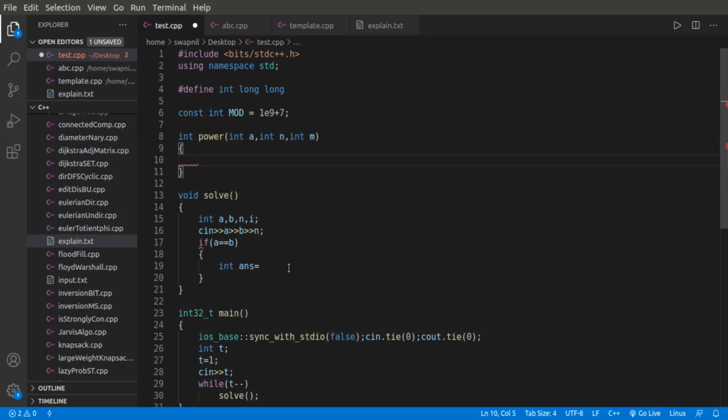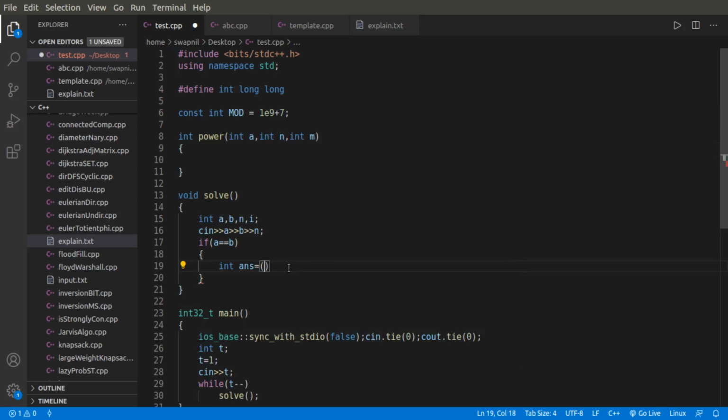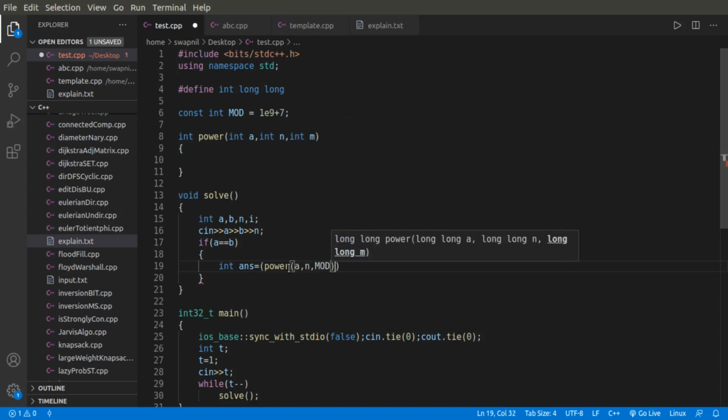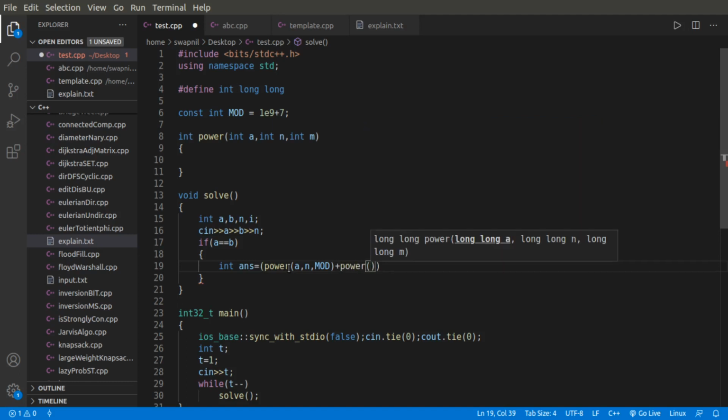Okay, and here my answer in this case will be nothing but power of a comma n, a to the power n comma mod, because the answer will be a power n plus b power n whole modulus mod, which can be broken down into the other expression as explained in the explanation part. And this will be the other term of that particular expression.